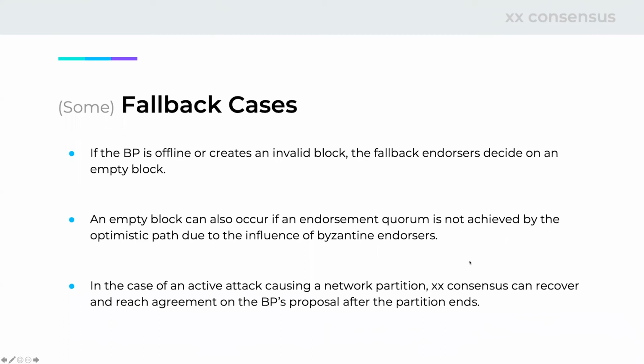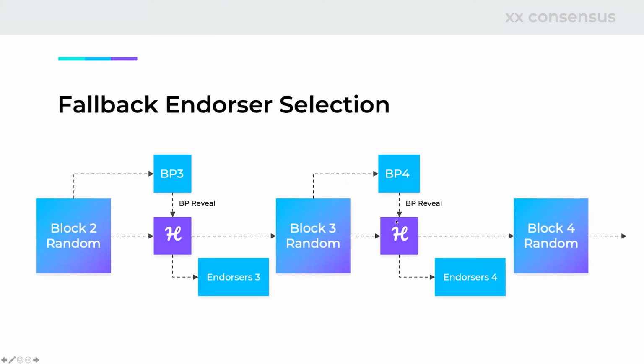A final situation is if an adversary actively attacks the network by creating a partition. In this case, nodes can actually follow separate paths. Some of them might think the BP is offline and start working towards an empty block, while others have actually seen the block proposal. But there is no problem. Once the partition ends, the fallback mechanism ensures that consensus can recover and will reach an agreement on the BP's proposal.